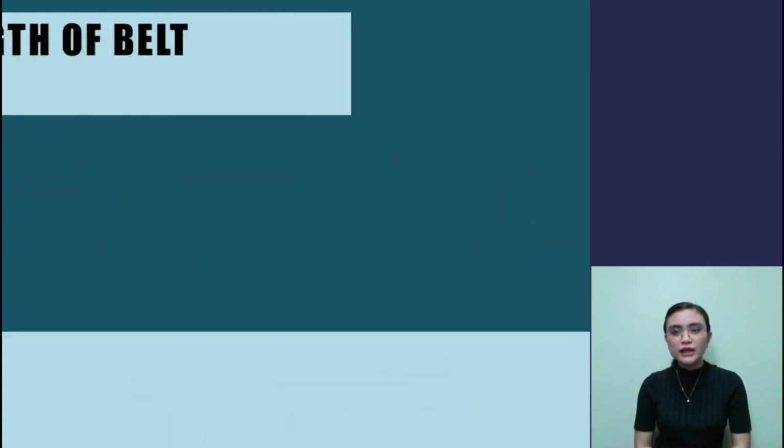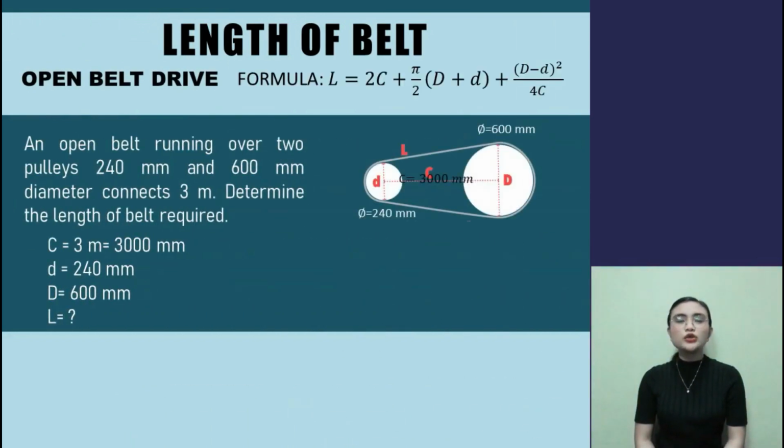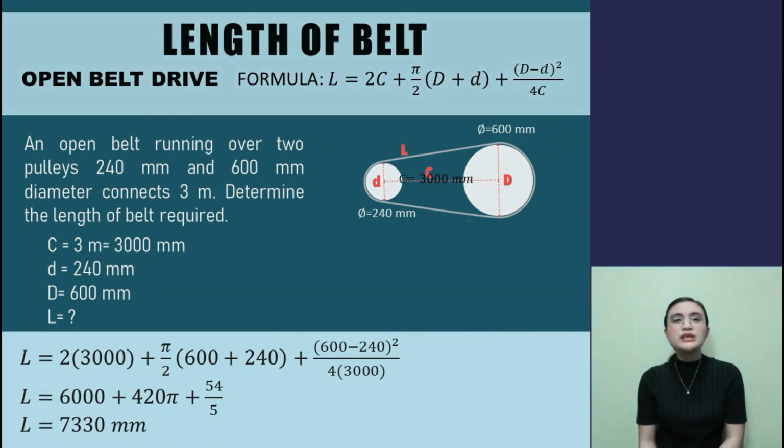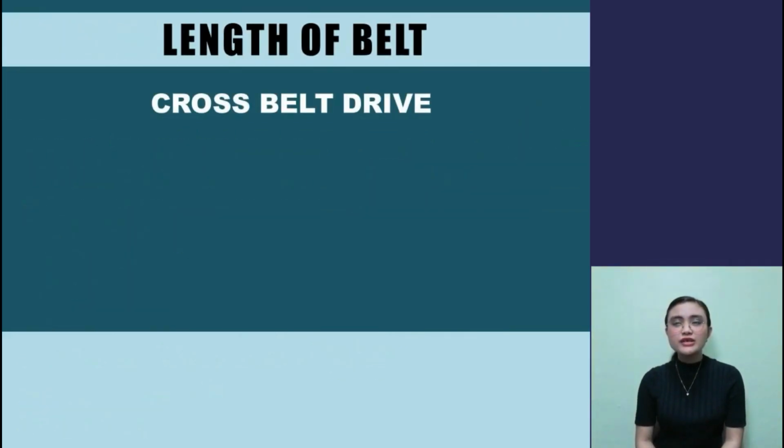For example, in this problem, an open belt running over two pulleys, 240 millimeter and 600 millimeter diameter, connects 3 meters apart. Determine the length of belt required. So we have the given. We're looking for the length of the belt drive, L. This is the diagram since it is an open belt drive. By the given formula, we would substitute the given numbers. So the length of the belt required is equal to 7,330 millimeters.